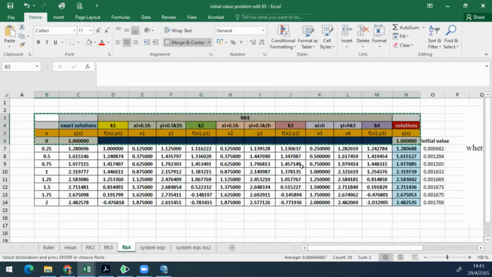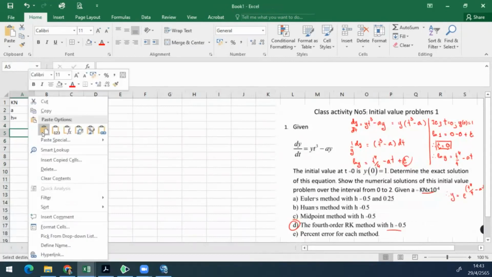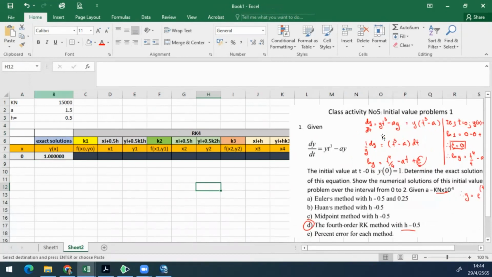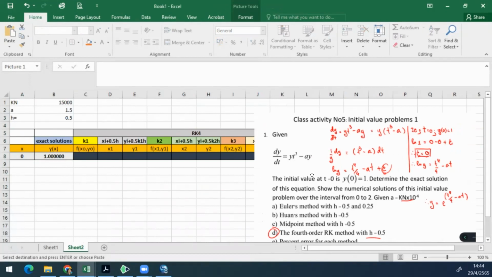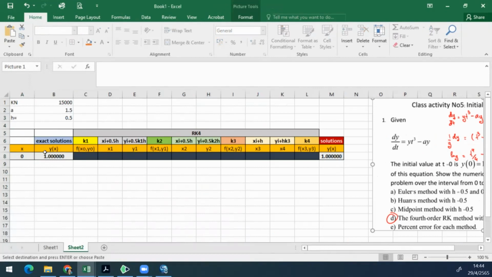into our problem. It becomes like this, but I will have to change the function. The initial value is, from t equal to 0, y becomes 1. It's the same. And the exact solution we have to change.